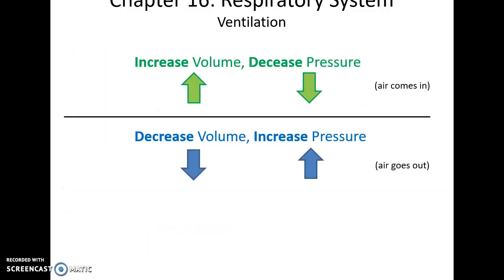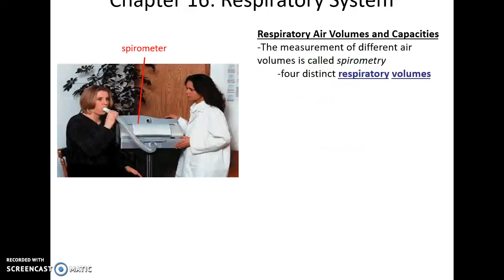So the basic takeaway, though, is if you increase the volume of the lungs, this decreases pressure in the lungs. Air comes in. If you decrease the volume of the lungs, you increase the pressure in the lungs. Air goes out. All right, there are ways to measure the various capacities, the volumes that your lungs can hold, because this can vary from person to person, depending on all kinds of different factors.